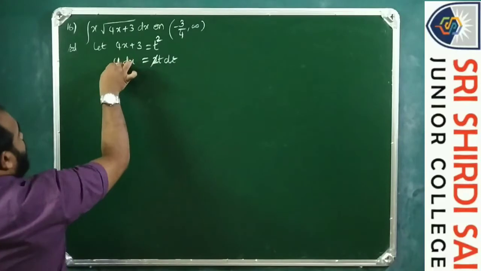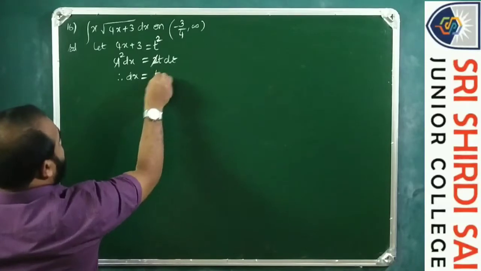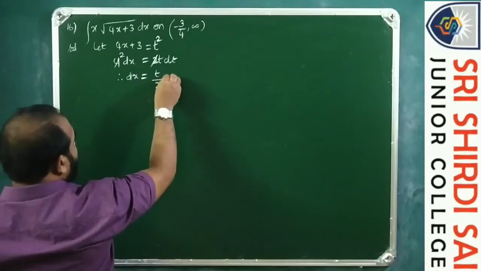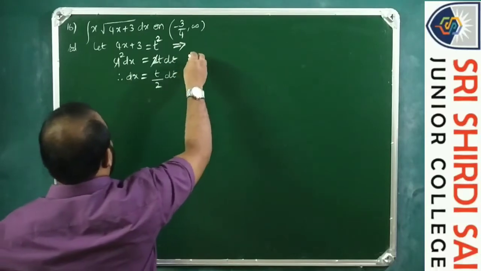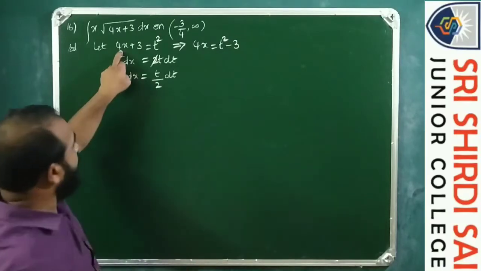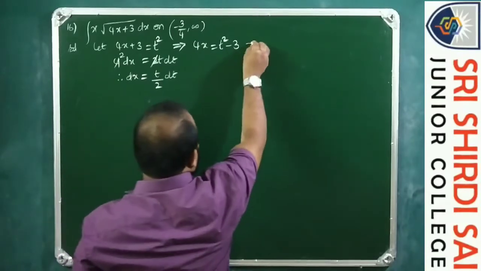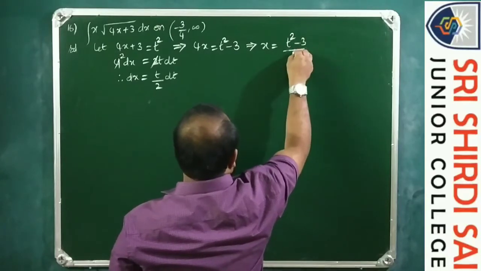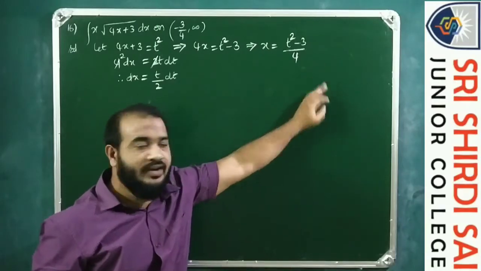Now differentiate: 4 dx is equal to t square derivative is 2t dt. So 2 times, therefore dx is equal to t by 2 dt. On transposing, this 2 will be divided. So from this 4x is equal to t square minus 3. 4x is equal to t square, this plus 3 if you transpose onto another side, minus 3. So further from this x is equal to t square minus 3 by 4. This 4 is multiplying, if you take to that side it will be dividing.